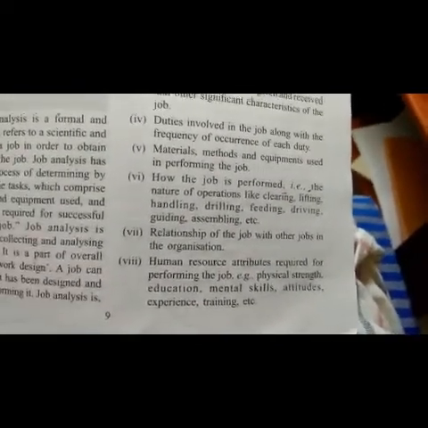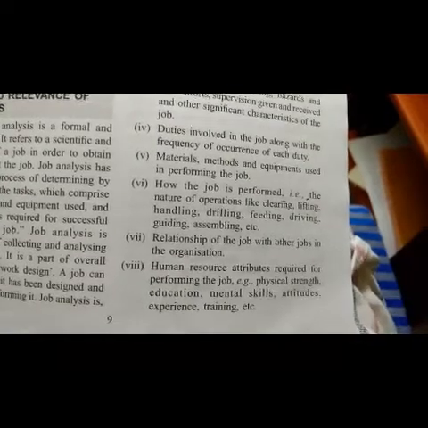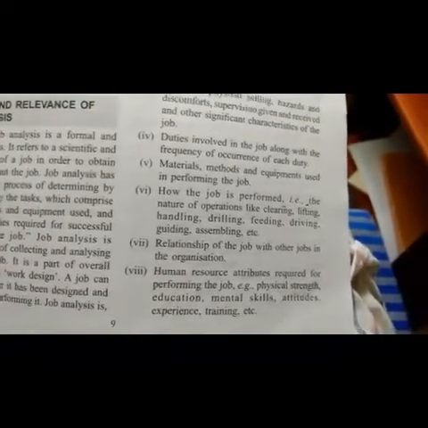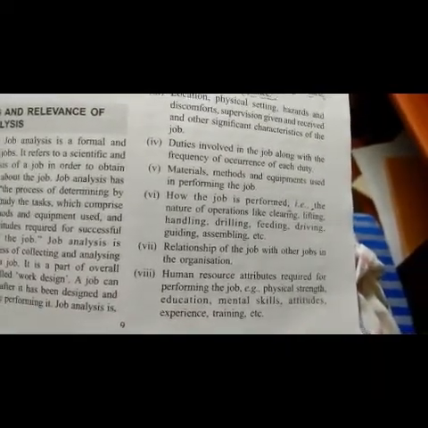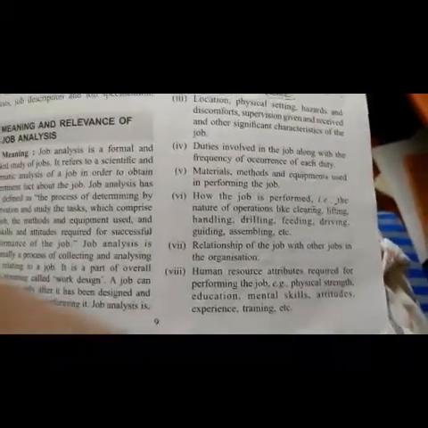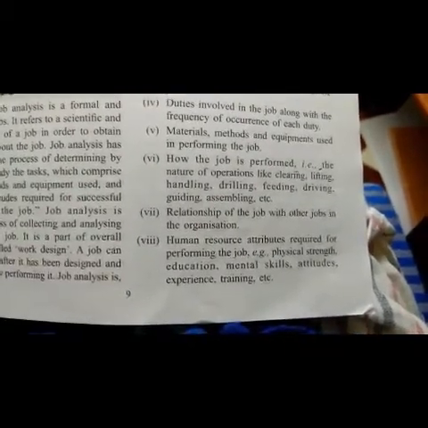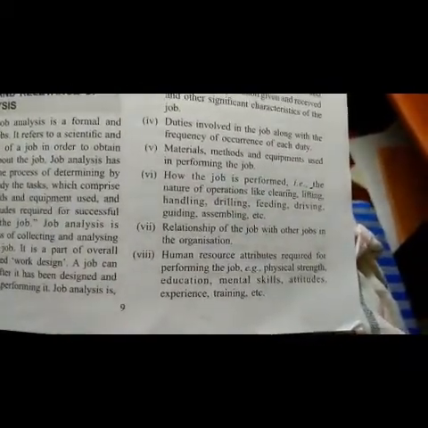Next point is the relationship of the job with other jobs in the organization. At times there are a few teachers in the school who are the coordinator between the authority and the principal, and a few teachers are the middle person between the principal and the students. There are some house teachers also. So this is the relationship of the job. Last one is human resource attributes required. Few jobs require physical attributes, like sports teachers. Few require educational, few require mental skill, few require attitude or training. You need to find this out in your book.